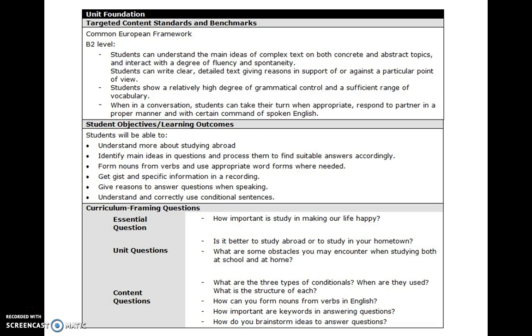The essential question of the unit is, how important is study in making our life happy? And the subsequent unit questions are, the first one, is it better to study abroad or to study in your hometown? And the second one, what are some obstacles you may encounter when studying both at school and at home? When studying the unit, students will be able to answer all of these questions.